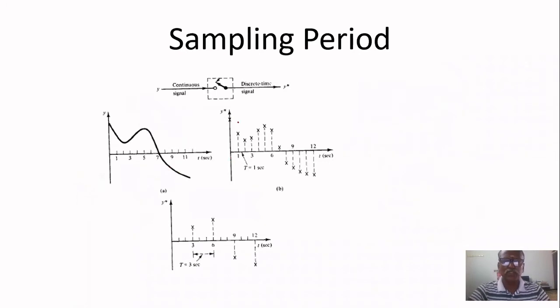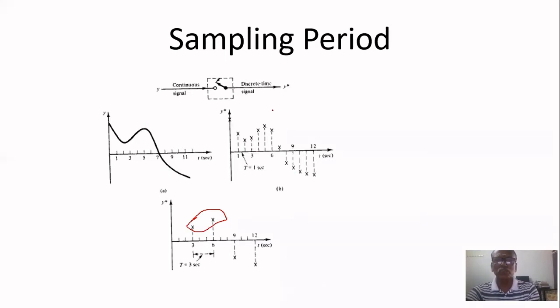If the sampling period is large, then it is very difficult to reproduce the original signal. It will not reflect the characteristics of the original signal. For that, we have seen the Shannon sampling theorem. The frequency of sampling must be at least twice the maximum frequency in that signal.